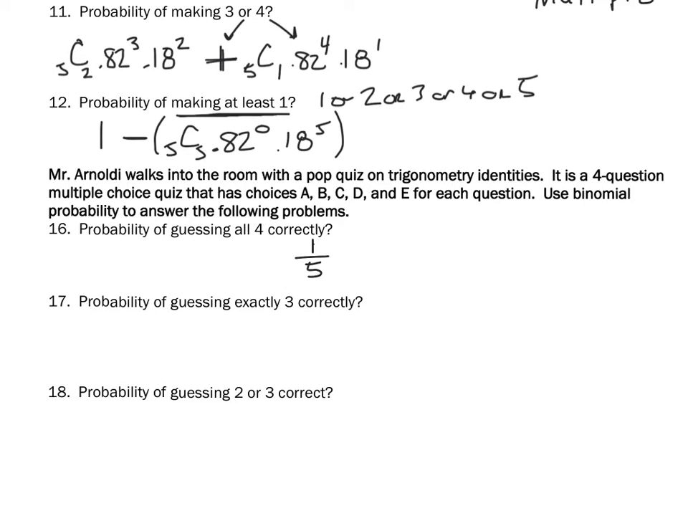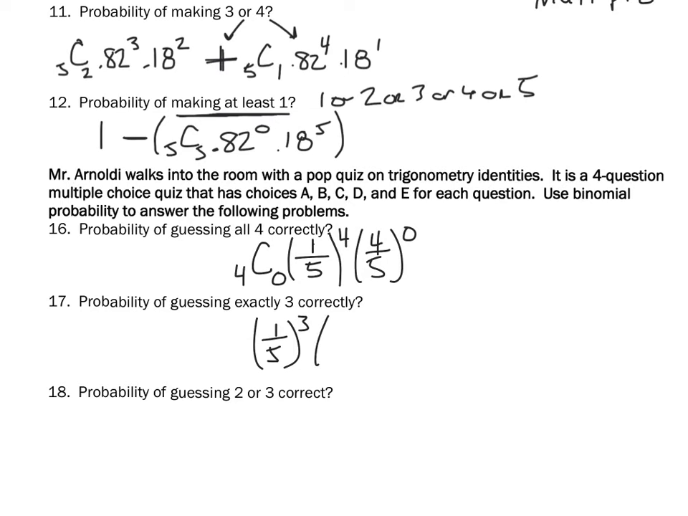If I want to guess 4 correct, I would take this to the 4th power. I would have 4/5 to the 0 power, and my combination would be 4 choose 0. Exactly 3 correct would be 1/5 to the 3rd, 4/5 to the 1st, because there's 4 questions. And that combination would be 4 choose 1, or 4 choose 3. Either one of those would work again.